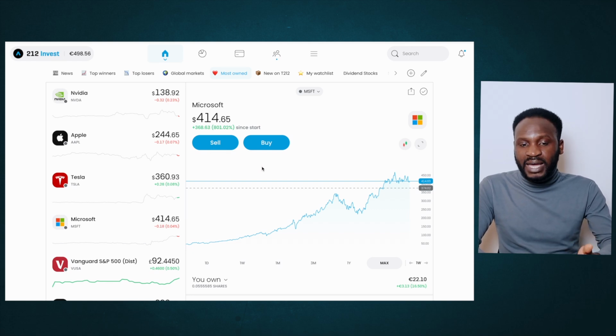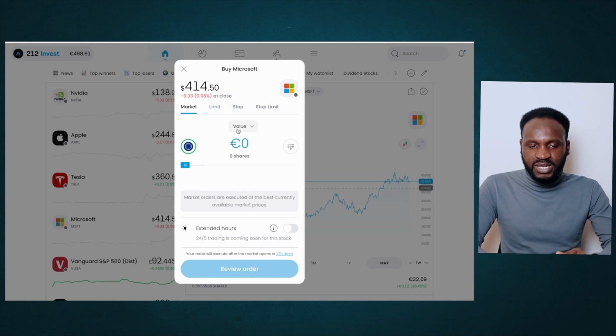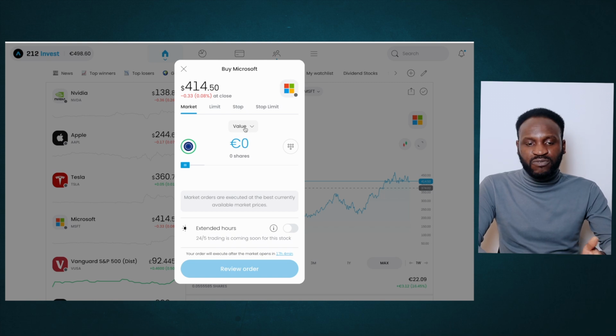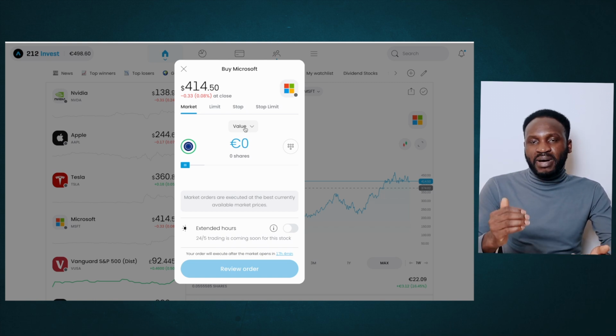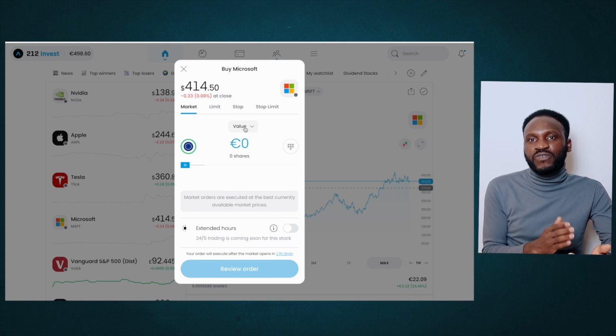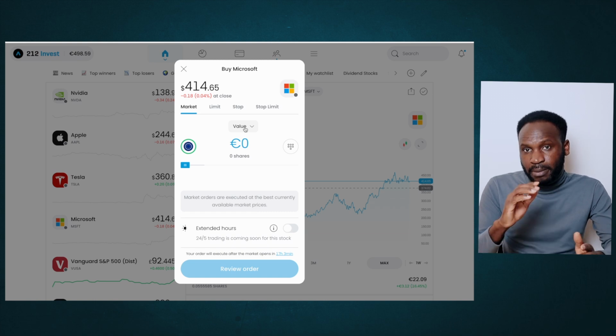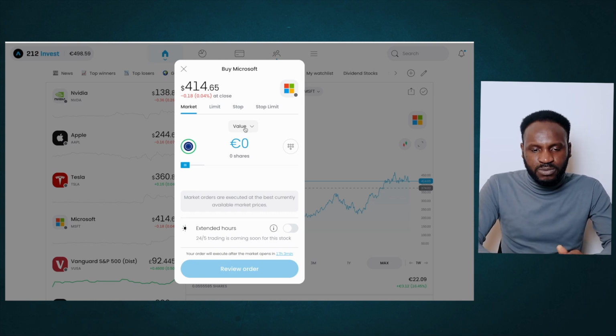Let us say I want to buy. I will just click on buy, and it's going to pop this up. There is market price, which is what we are seeing here. But it's showing volume here. Volume is if you want to enter in price, if you want to buy a fraction of a share, which means you are buying a slice of a share. If you don't want to buy one whole share of a particular company, you can buy a slice. So I hope you understand what I'm talking about here.